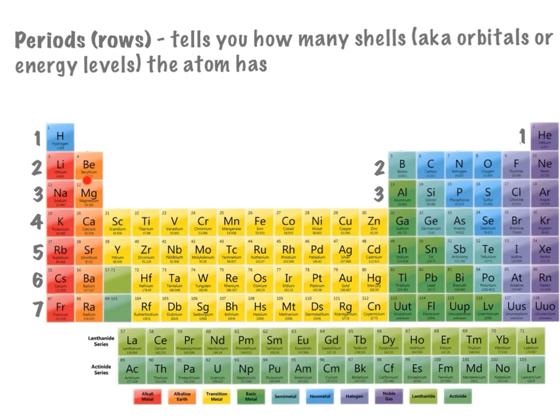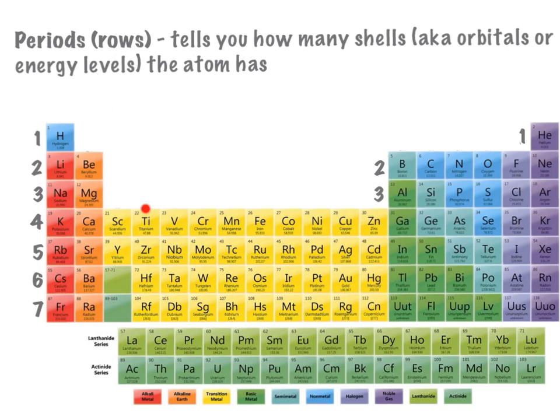Then when I look at my second period, so that's lithium through neon, that tells me all of those elements need a maximum of 2 shells or 2 orbitals or 2 energy levels when I draw the atom. And if you recall, the second energy level can hold a maximum of 8 electrons.